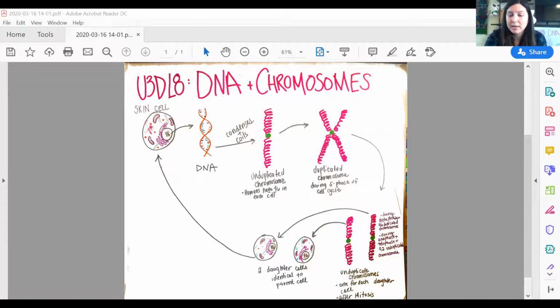These unduplicated chromosomes will need to become duplicated because, as you know, during the cell cycle and mitosis, we need to make copies so our daughter cells and our parent cells look identical. During S phase, we see these duplicated chromosomes, which take on the X shape that we normally think about when we think about chromosomes. So these are duplicated, meaning two copies of the same unduplicated chromosome.